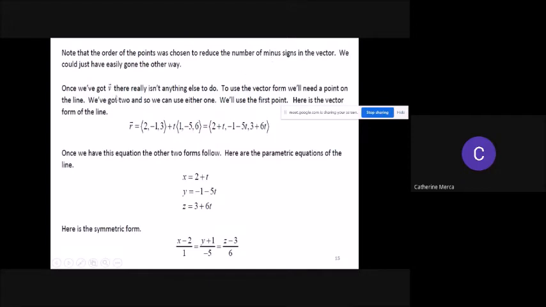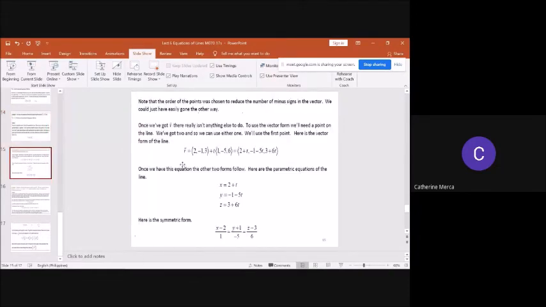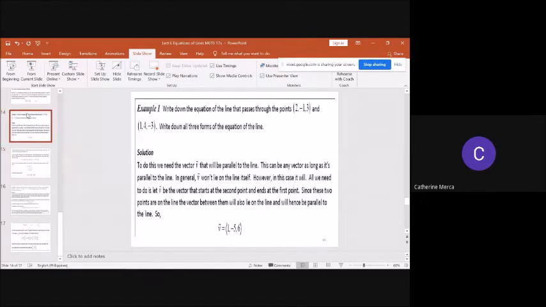So once we've got the vector v, there really isn't anything else to do. Why? To use the vector form, we only need a point on the line. So which point on the line? We can use any; there are two points. So if you already have your (2, -1, 3) plus t(1, -5, 6), this is your r equals r0 plus tv. This is what we solved, right? So v is (1, -5, 6). So when we put it here, you have r equals r0 plus tv. This is our r0, and our vector v.